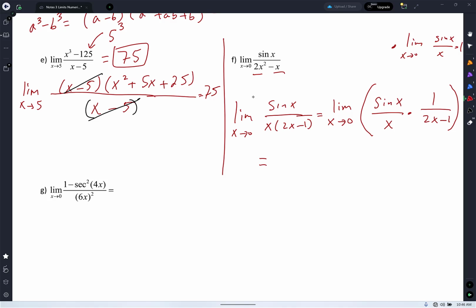What's the limit as x approaches 0 for sin x over x? 1. 1 times, can I do direct substitution with the 1 over 2x minus 1? Yeah. 2 times 0 is 0. 0 minus 1 is negative 1. What's 1 divided by negative 1? Negative 1. What's 1 times negative 1? Negative 1. So my limit is negative 1. See? Is it getting easier, guys?